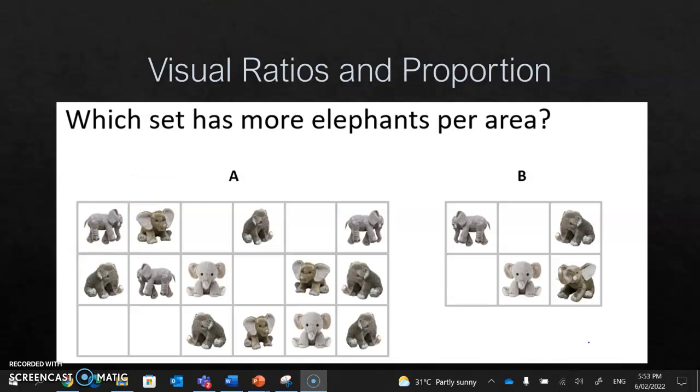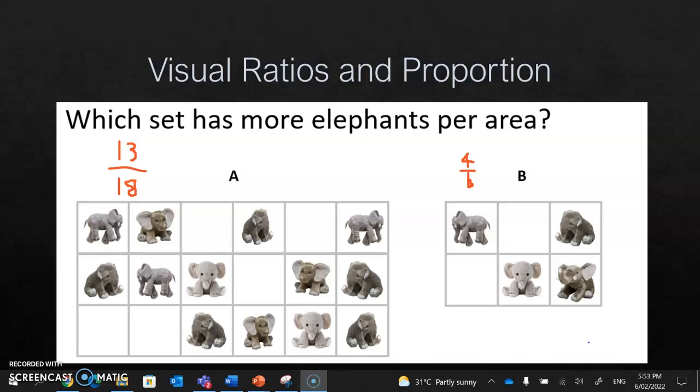Okay, 18 units of area. And how many of those have elephants in them? 1, 2, 3, 4, 5, 6, 7, 8, 9, 10, 11, 12, 13. So 13 out of those 18 units of area have an elephant in it. In this case, we have 4 out of the 6 units of area containing an elephant.